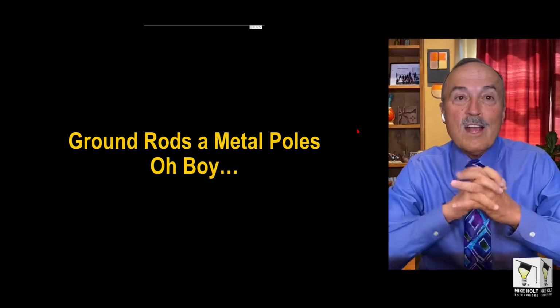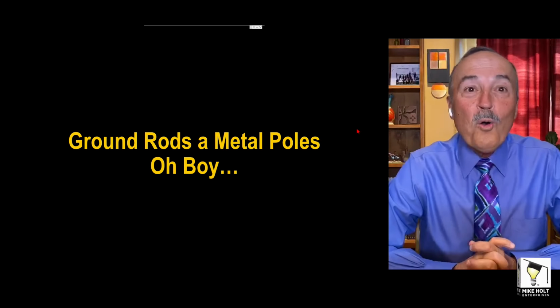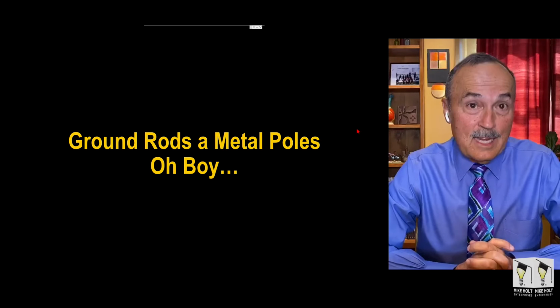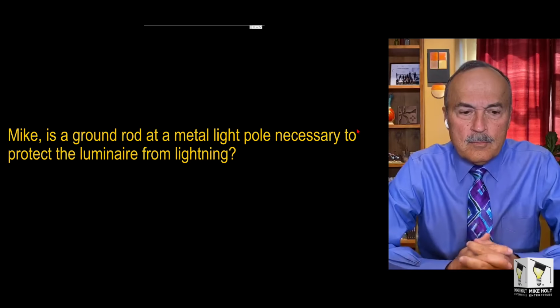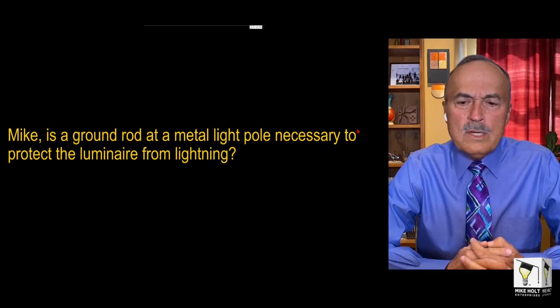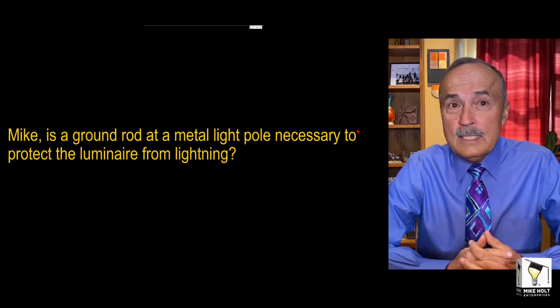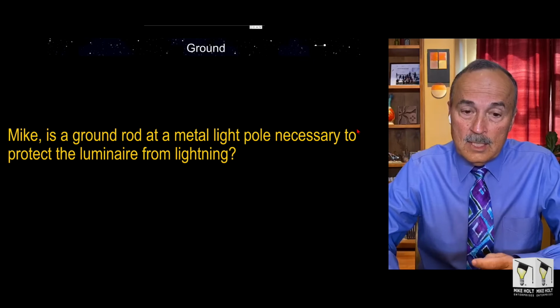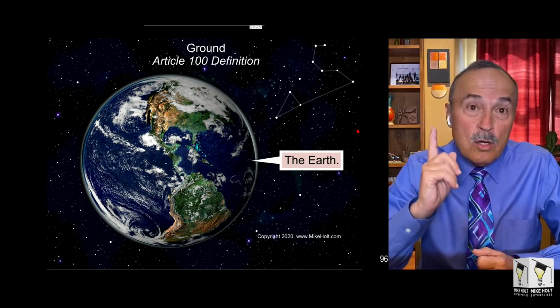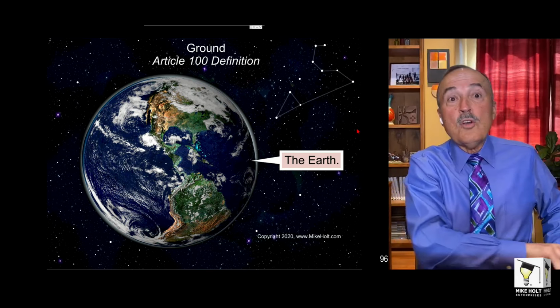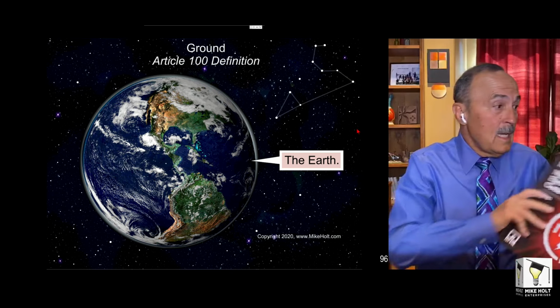All right, ground rods at metal poles. This is a video you want to save and you want to replay. Mike, is a ground rod at a metal pole necessary to protect the luminaire from lightning? Well, you know what? Let's do some background. Ready for this? Number 1, Article 100. Make sure you have your code book. Get your highlighter.